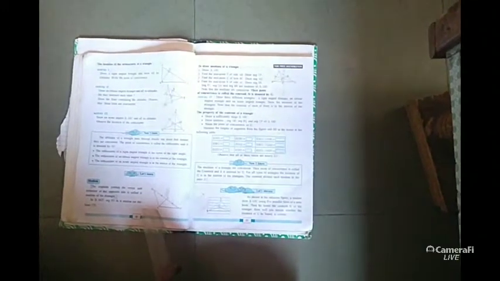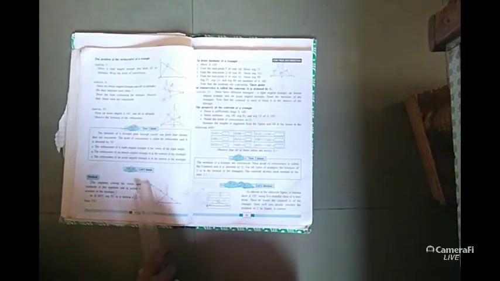Now median means the segment joining the vertex and the midpoint of the opposite side. Here F is the vertex. The opposite side of vertex F is the side HC and its midpoint is D. The segment joining F and D, that is the segment FD, is the median of this triangle drawn from the vertex F on side HC. Like this you can draw medians from vertex H and vertex C on the opposite sides. Thus median means the segment joining a vertex of the triangle to the midpoint of the opposite side.